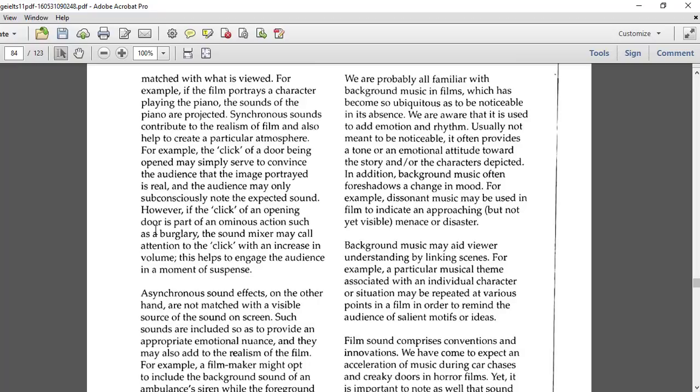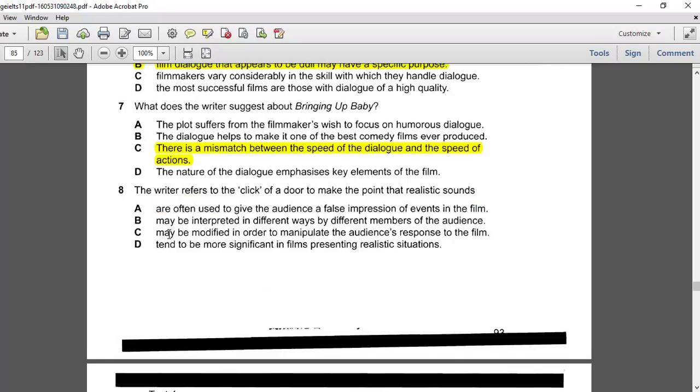It says here, click of door being open may simply serve to convince the audience that the image portrayed is real. Convince the audience that it is real, okay? And the audience may only be subconsciously noting sound. However, if the click of the door is part of an action, such as burglary, the sound mixer may call attention to the click with an increase in volume. So increase in volume means what? To modify the click of the door. This helps to engage the audience, manipulate the audience. Okay, so it's number C.